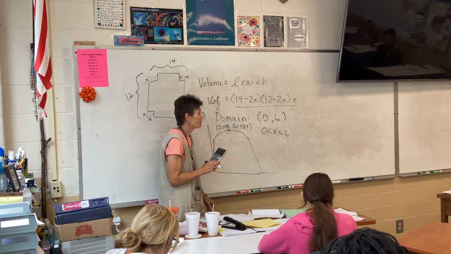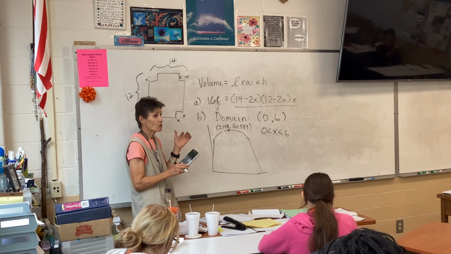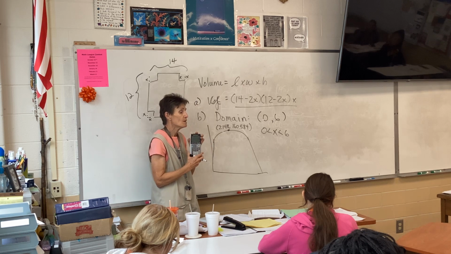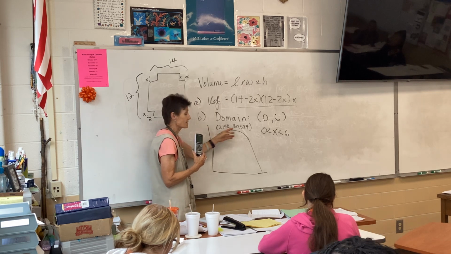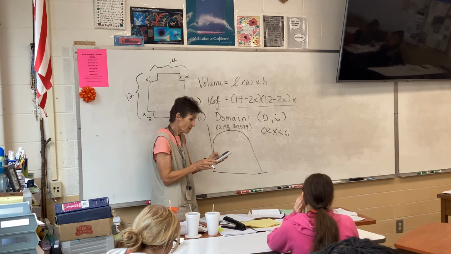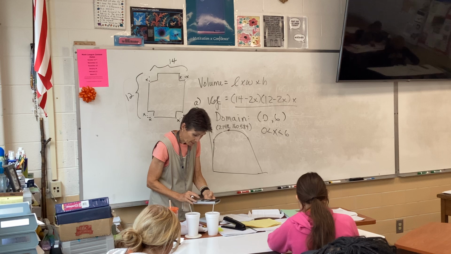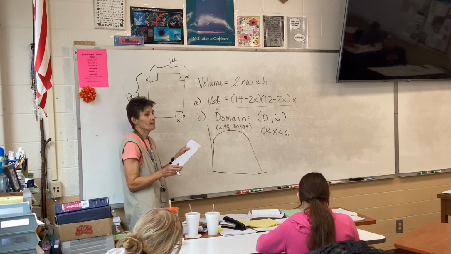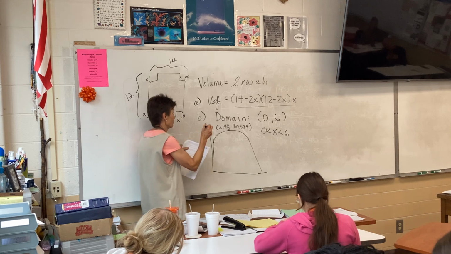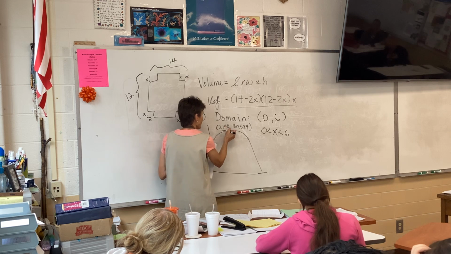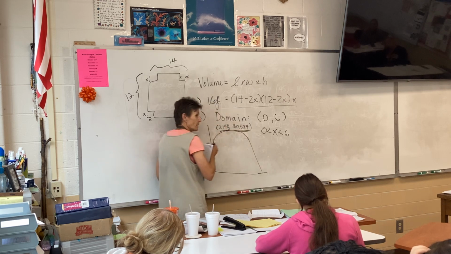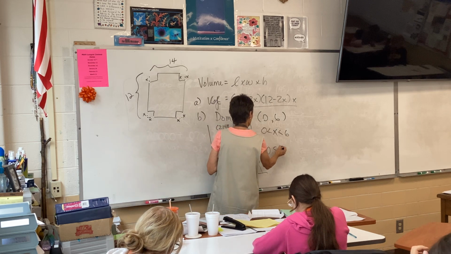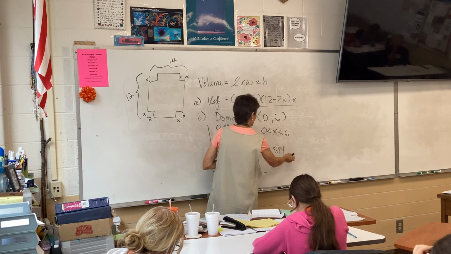Now, here's what we need to talk about. Every time you do maximum or minimum on your calculator, you get a point. So then you have to go back and read the question and figure out which one we want. The question says, find the maximum volume. So is the volume the x coordinate or the y coordinate? The y. So the answer to the question is 160.584 cubic inches.